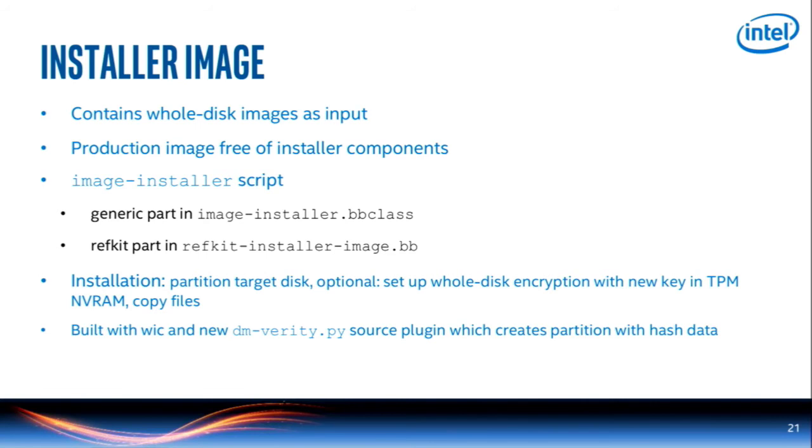You could take, say, core image minimal and turn it into an installer image by adding this class that I've written. And the class makes sure that you have additional image files on that installer image and it adds the installer script. And then when you boot up that particular image, you can invoke the installer and it will write to the target disk that's internal to the device. So that's the mode of operation that I had in mind when creating that setup.